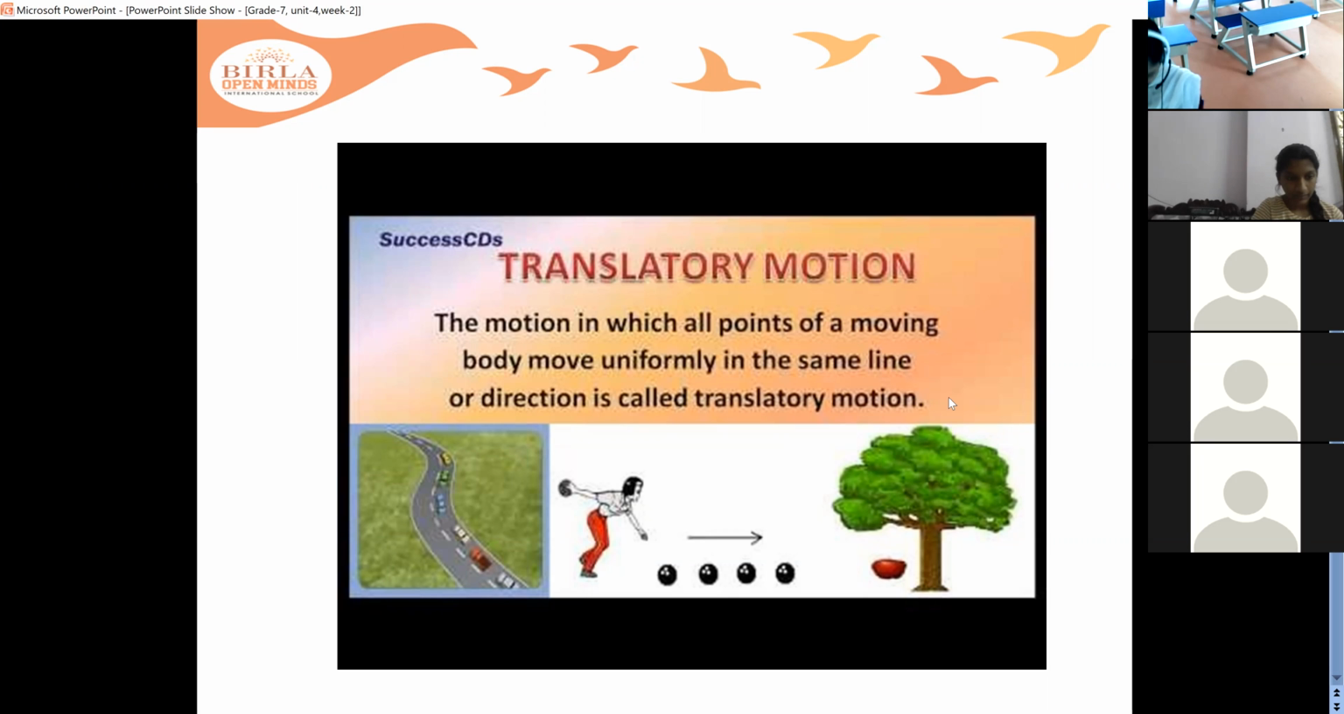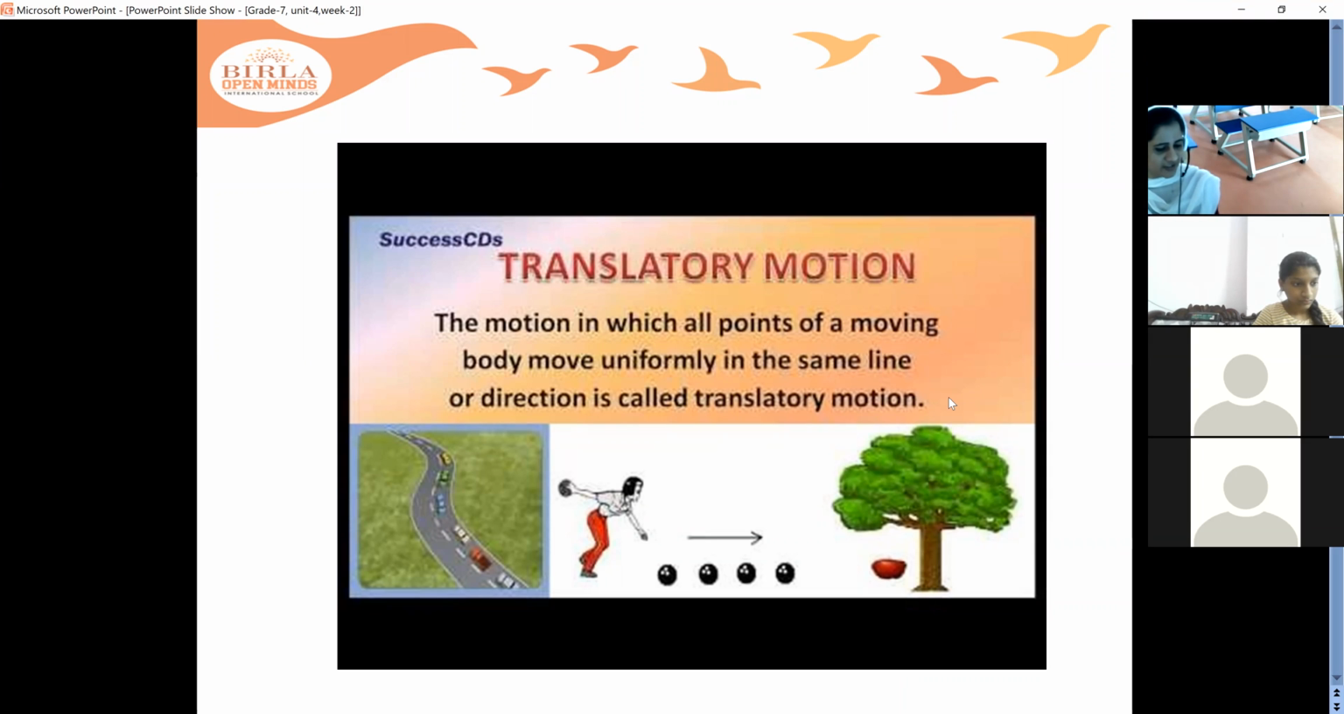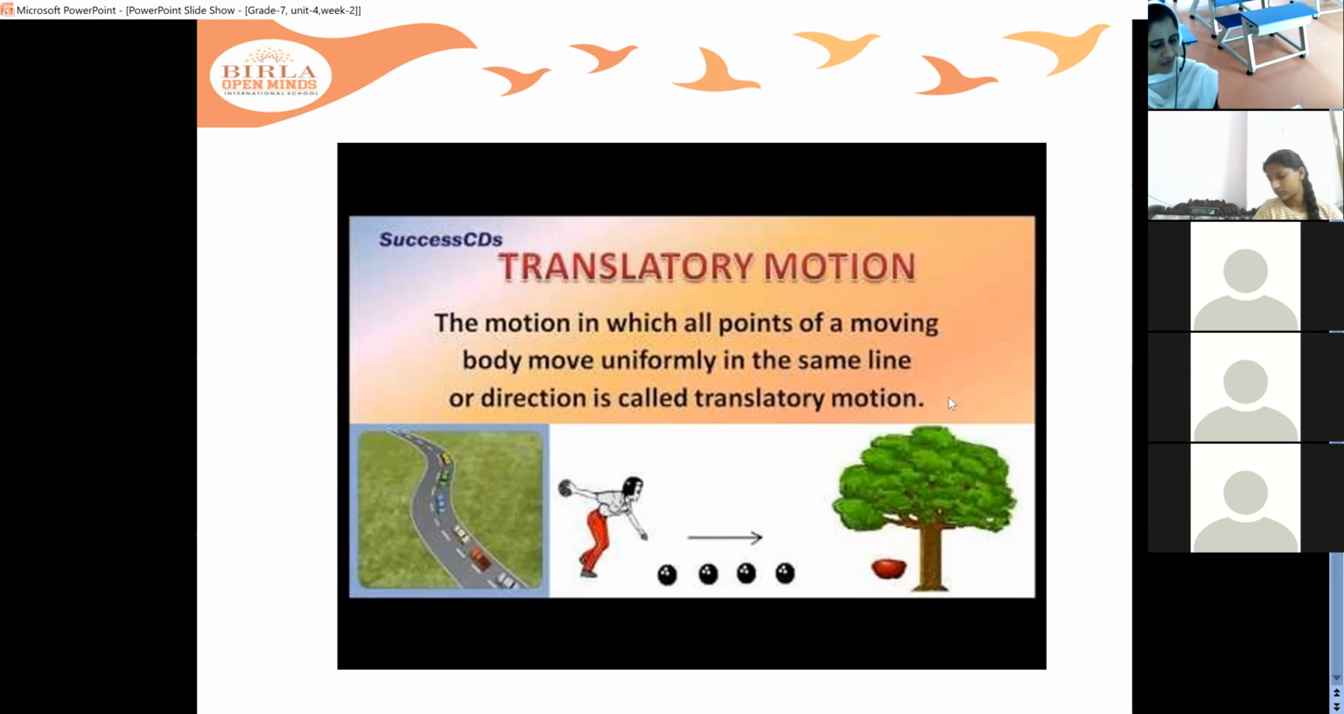So here we have discussed the translatory motion. The motion shown by an object in a straight line: if an object is moving in a straight line, it is said to be moving in a translatory motion. It might be a straight line or it might be in a curved manner. If it is moving in a curved manner, then it is said to be moving in a curvilinear motion. When it is moving in a straight line, then it is said to be moving in a rectilinear motion.